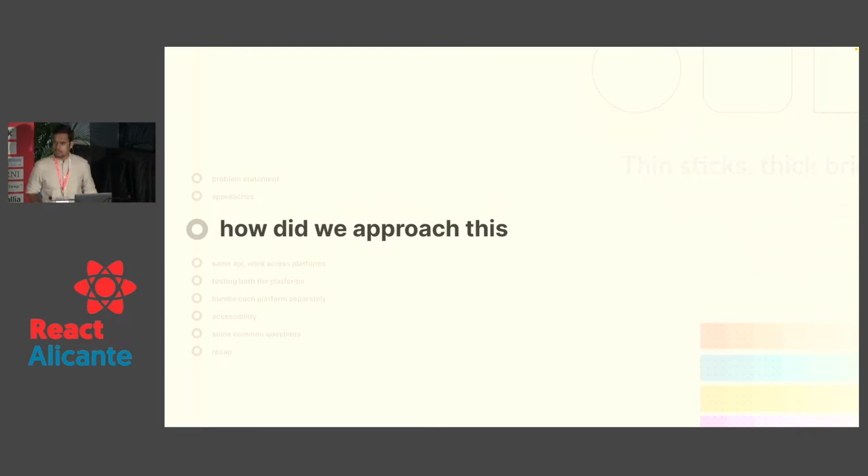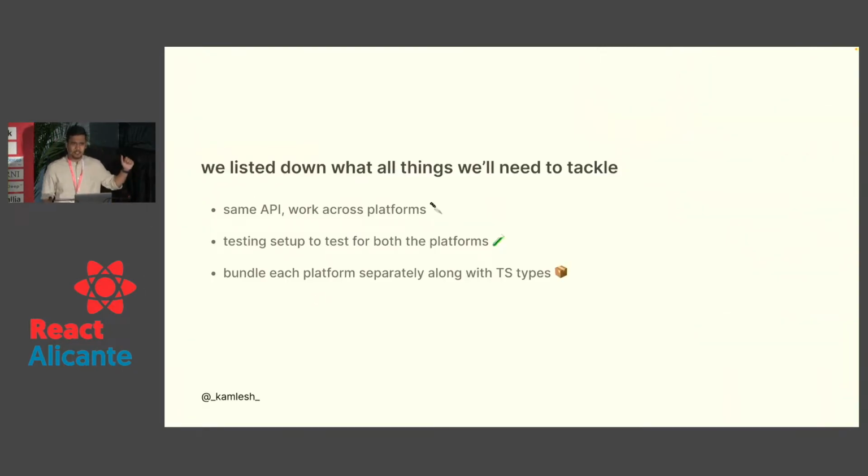So let's see how we approached this. We started with listing down what all things we need to tackle. Since we are approaching a different thing altogether, we wanted to start with what are things that we need to account for. The first one was we wanted same API that would work across platforms. Second, we should be able to test the components for both the platforms because we wanted to ensure that this thing works on web as well as React Native. So we wanted a test setup that would test these things entirely. And then we wanted to even bundle each platform separately along with the TypeScript types.